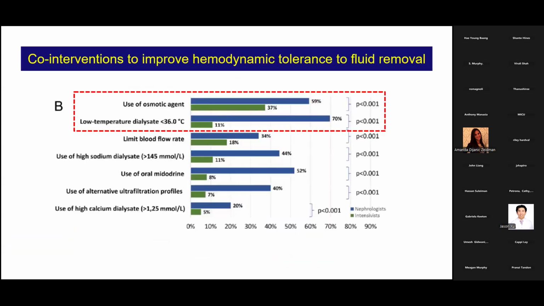And in terms of what those co-interventions are to help the patient tolerate fluid removal, the use of osmotic agents, primarily albumin, was a common response, mostly by nephrologists and some intensivists as well, and the modulation of the prescription in temperature, for example, among other interventions that we can do, more so with hemodialysis than CRRT.